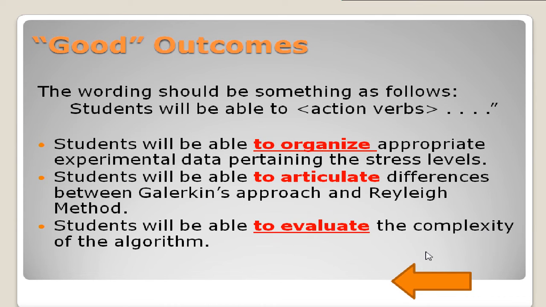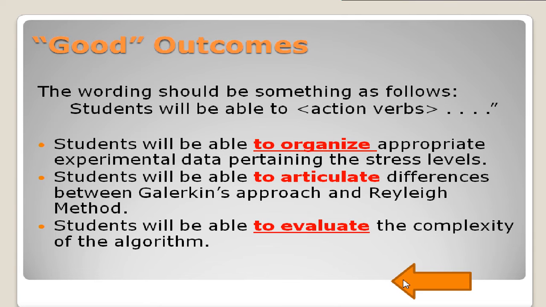Okay, when you write a list of outcomes, you will have a tagline: students will be able to, and then you have a list of action verbs or action phrases. These will all stand out to be good examples of learning outcomes. Students will be able to organize appropriate experimental data pertaining to stress levels in a component or something.